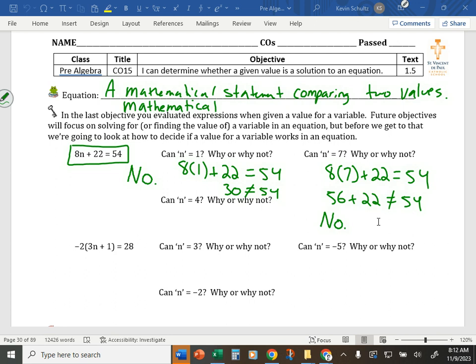Okay. Can n be 4? Why or why not? We're going to test this the same way as we tested the other ones. We're going to plug in 4 for n and calculate, does 8 times 4 plus 22 equal 54? Well, 8 times 4 is 32. 32 plus 22 is indeed 54. So can n be 4?